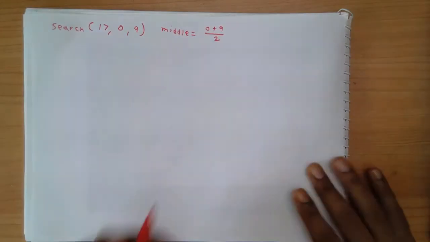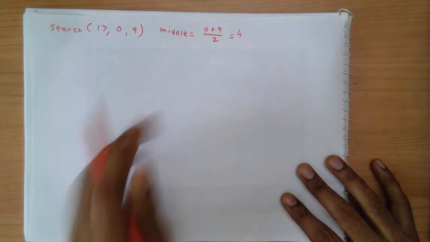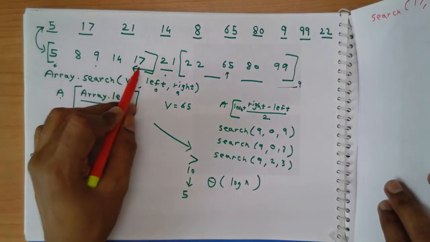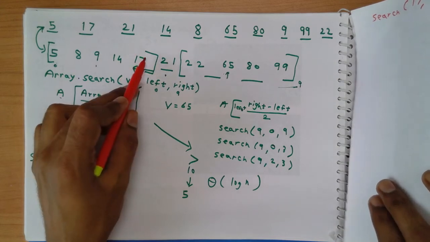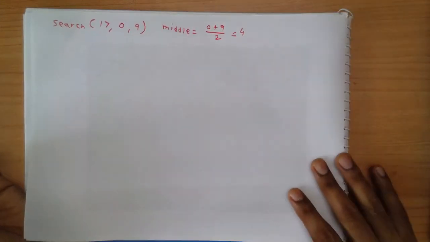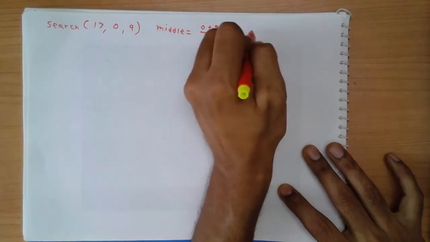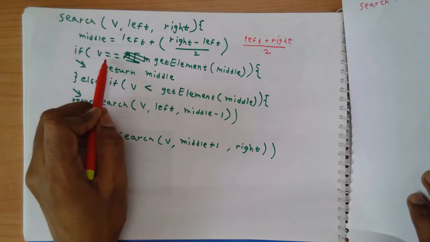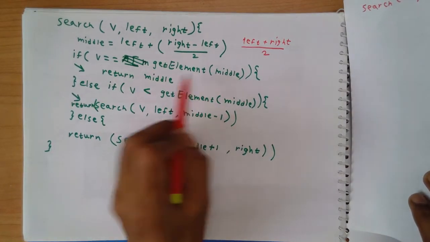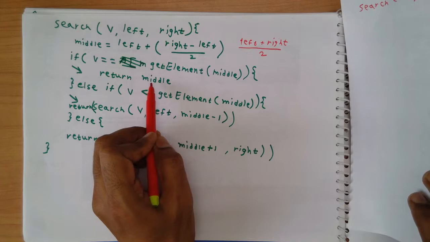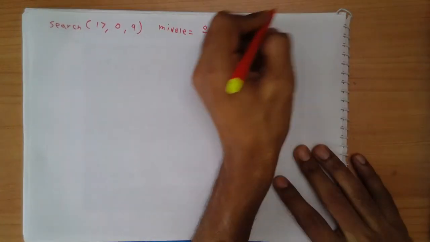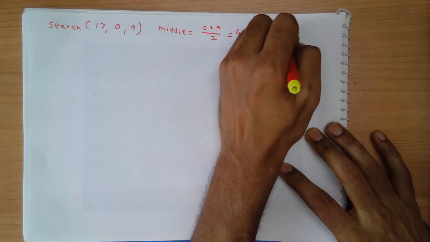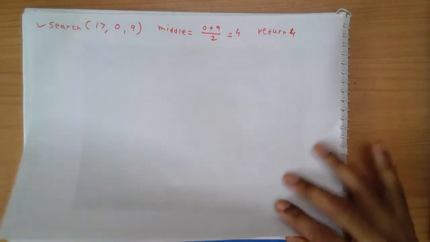So 0 plus 9 by 2, that is equal to 4. So I'm going to compare against the element at index 4, which is 70. So within the first comparison, I'm going to get the answer: my value is equal to the middle element, and I'm going to return the middle. So I will return 4. Okay, so we are done with searching 70.